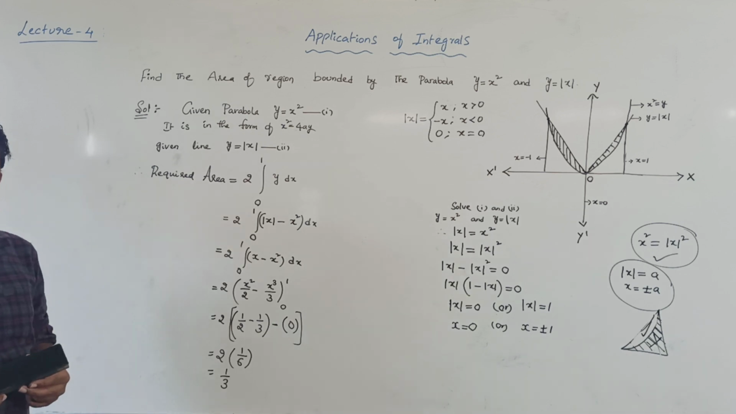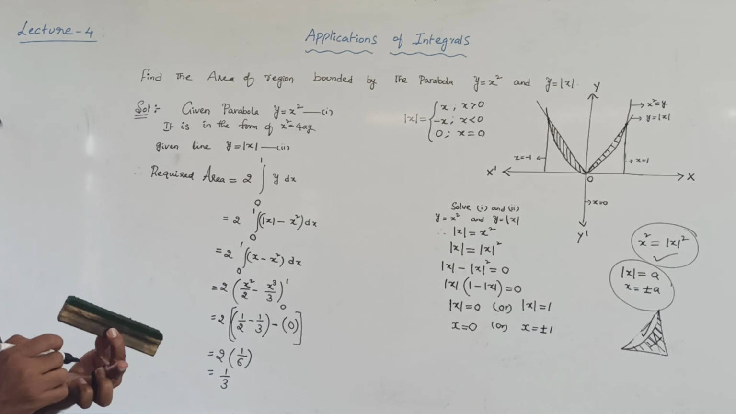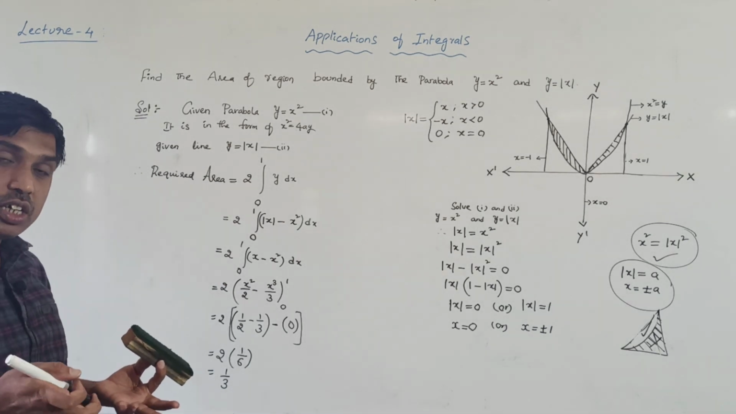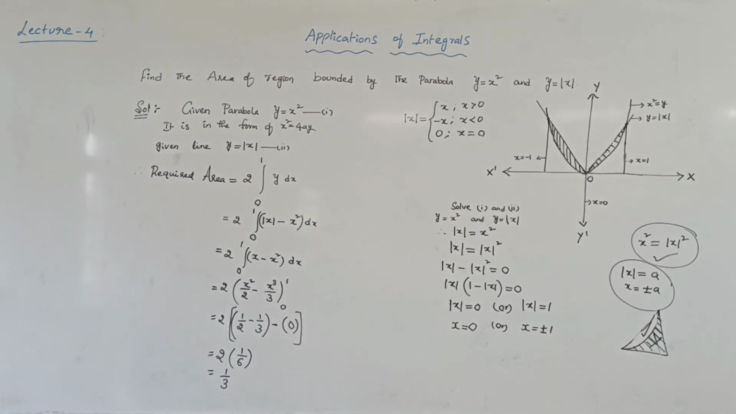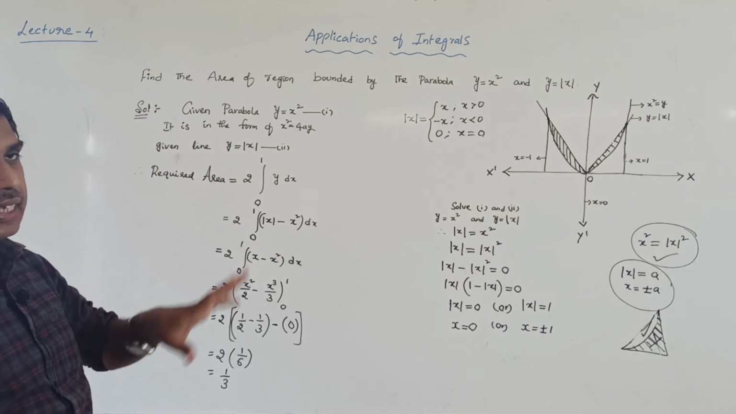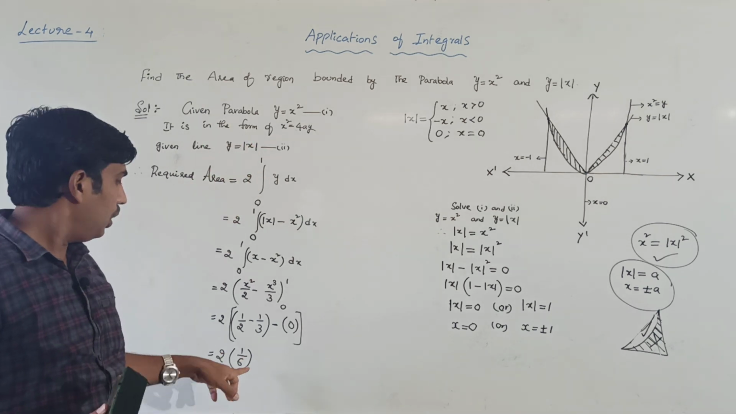So this 1 by 3 you remember for CET. Doing this whole calculation takes time. That is why, if you have worked many subjective problems, sometimes it is helpful for objective ones also. You can remember that answer. This question will come exactly like this, without changing the curve equations.